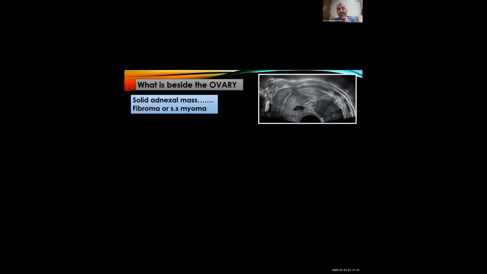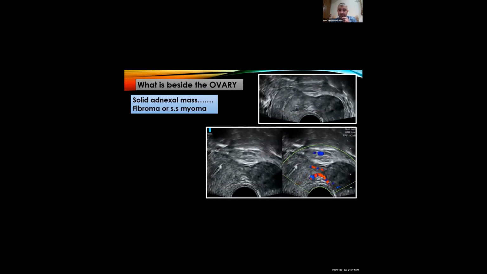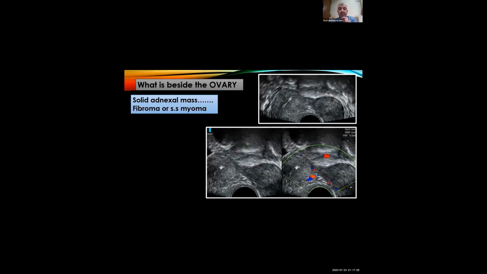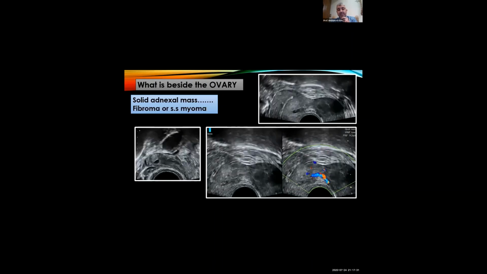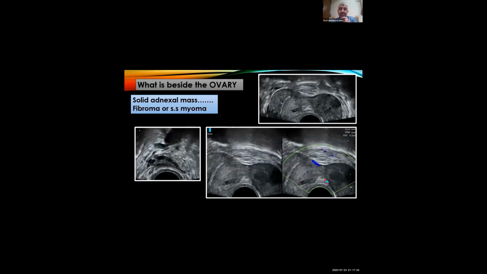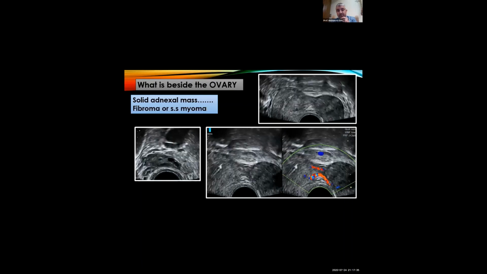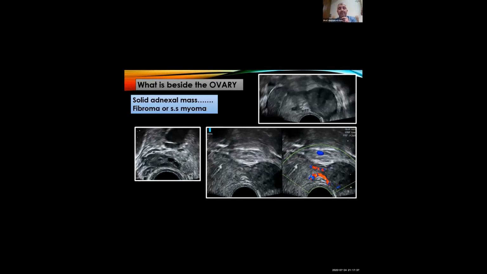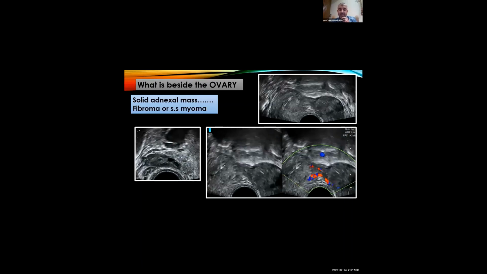Again, things beside the ovary, you could see a solid mass beside the ovary, and it could be, as we said, a subserous fibroid, and you should see the connection with the uterus through the vascular content. And if you see a normal ipsilateral ovary at the side, then you are sure about the diagnosis. If you do not see the connection and you do not see an ipsilateral ovary, it could be a fibroma, and they give the same appearance as a subserous fibroid.